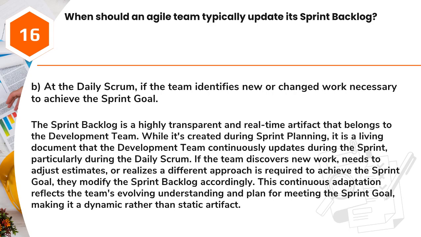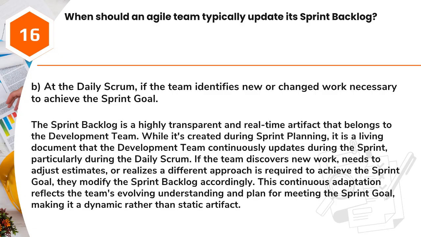Answer: B. At the daily Scrum, if the team identifies new or changed work necessary to achieve the sprint goal. The sprint backlog is a highly transparent and real-time artifact that belongs to the development team. While it's created during sprint planning, it is a living document that the development team continuously updates during the sprint, particularly during the daily Scrum.